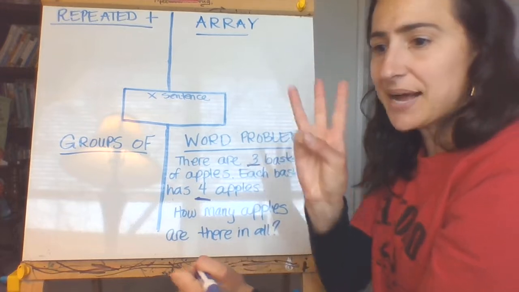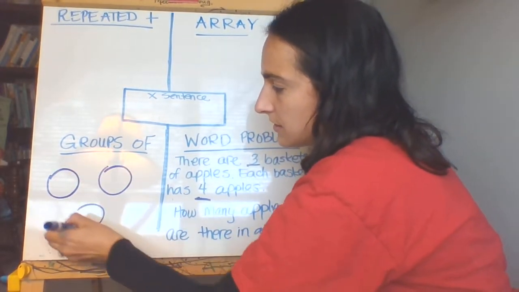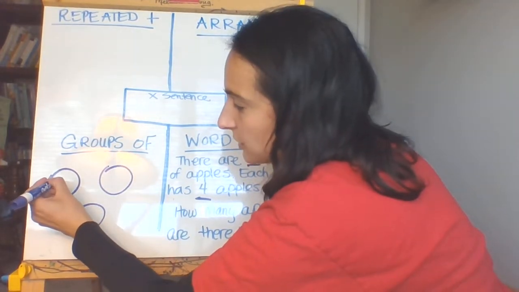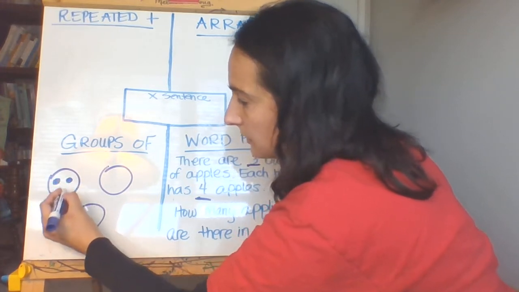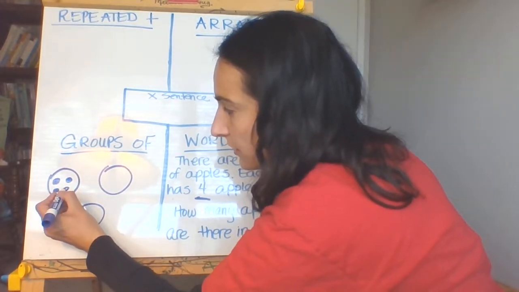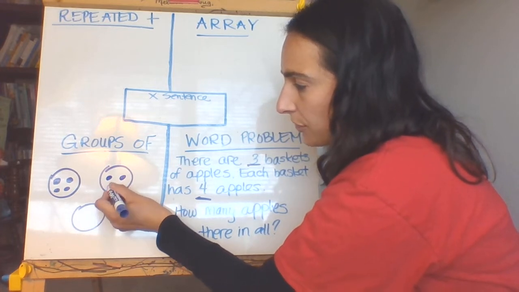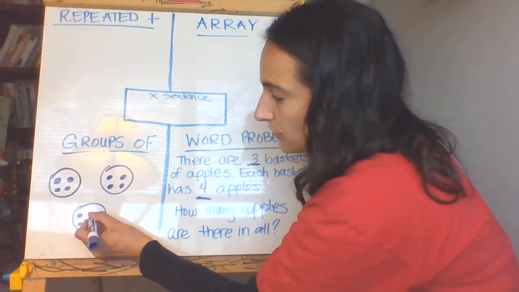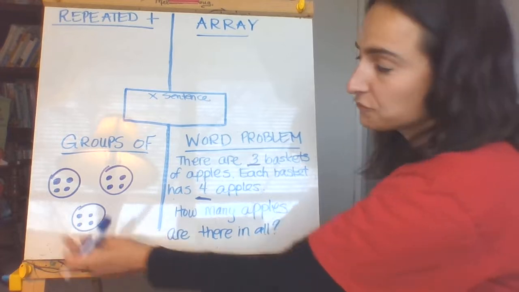So there are 3 baskets. Okay, 3 baskets. I'm not going to draw an apple. I'm just going to do little circles. That's an apple. I have 4 apples in each one. So 1, 2, 3, 4. 1, 2, 3, 4. 1, 2, 3, 4. Okay? 3 baskets, 4 apples in each.